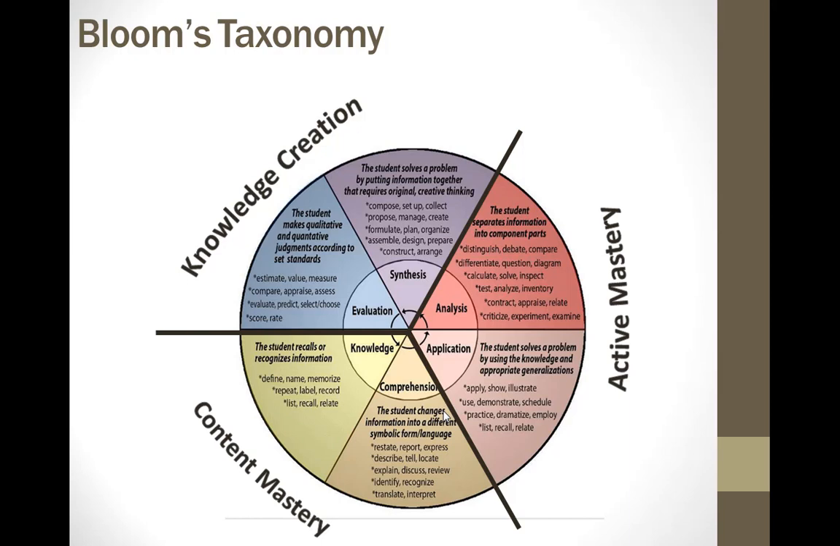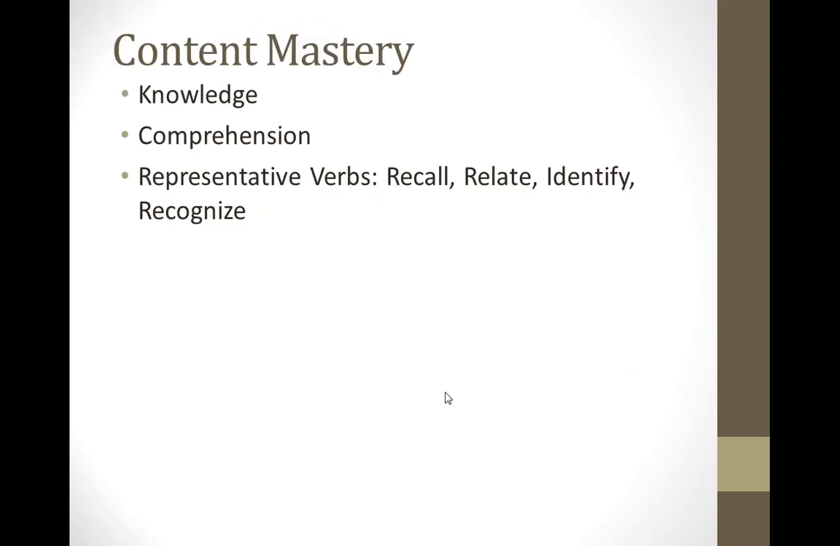And so what you'll notice in the center of the circle are these 6 different categories of learning: knowledge, comprehension, application, analysis, synthesis, and evaluation. And for simplicity's sake, we just want to break this down into 3 different areas. The first being content mastery, the second active mastery, and then knowledge creation.